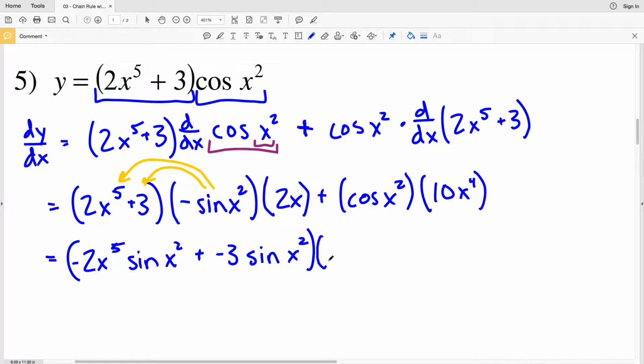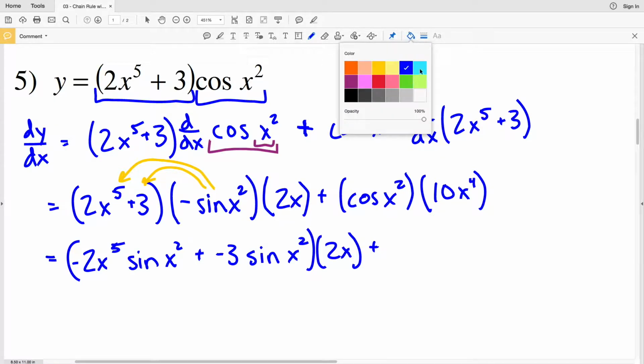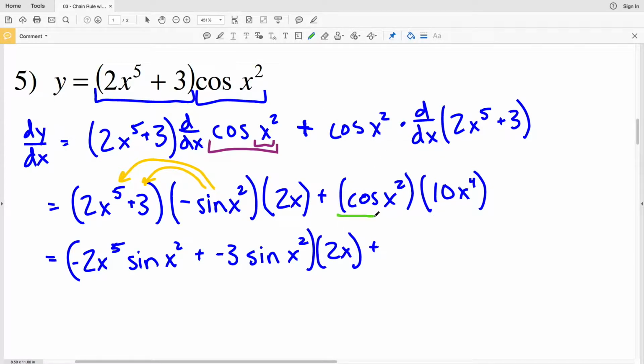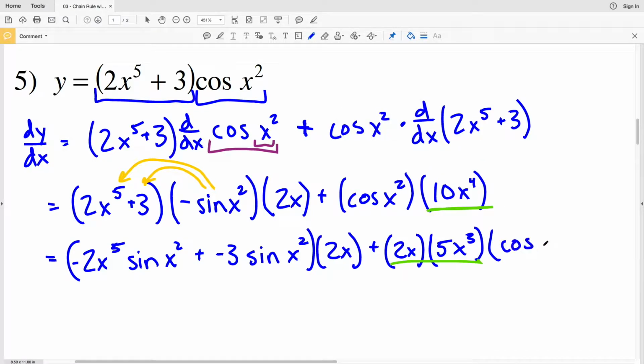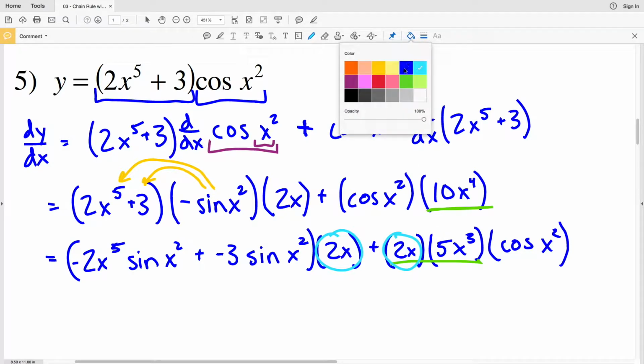And then I'm going to multiply all that by 2x, but I don't want to multiply that out yet because you can see in my second set of terms, I have the cosine of x squared times 10x to the fourth. I can rewrite 10x to the fourth, pulling out a 2x. So when I pull out 2x, I'm left with 5x cubed. 2x times 5x cubed is 10x to the fourth, and then I need to multiply that by the cosine of x squared. Now you may be asking, why did I pull out a 2x? I did that because I now have 2x in both terms, which I can pull out in front.